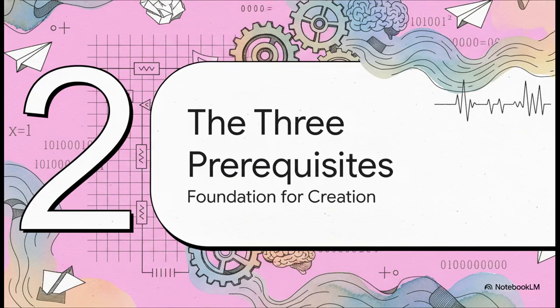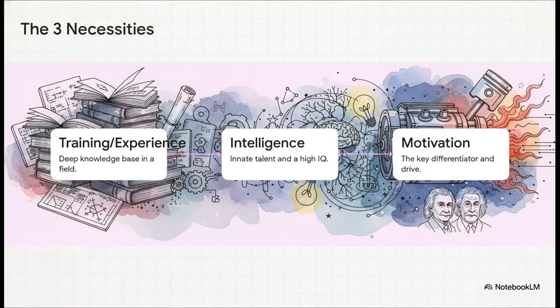To answer that, Shannon identified 3 things that he believed were absolutely fundamental. This is the foundation you need before you can even hope to get to that explosive level of creative output. Now, the first 2 are pretty much what you'd expect. You need training and experience to build a solid knowledge base, and yeah, a certain level of intelligence helps. But Shannon argued that those aren't enough. The 3rd piece of the puzzle, motivation, is the real game changer. It's the engine that really defines a Newton or an Einstein.